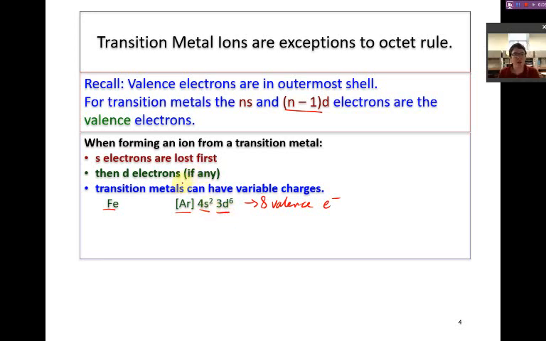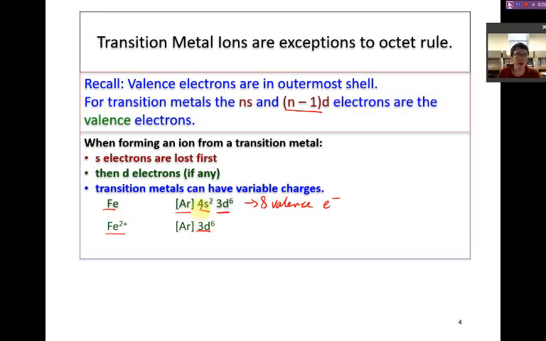And so when we remove the electrons, we want to follow the same pattern that we talked about before. Remove the electrons that are occupied in the highest n value before removing those with a lower n value. So if we remove electrons from iron, we're going to remove from the 4s subshell first. So iron 2 plus would have a configuration of argon with then 6 electrons in the 3d subshell.